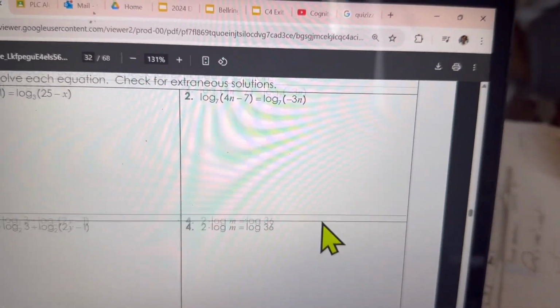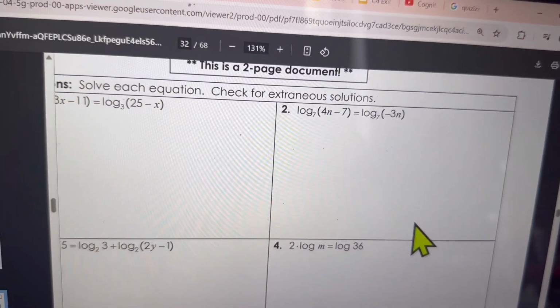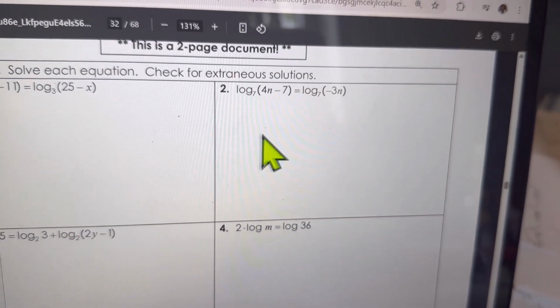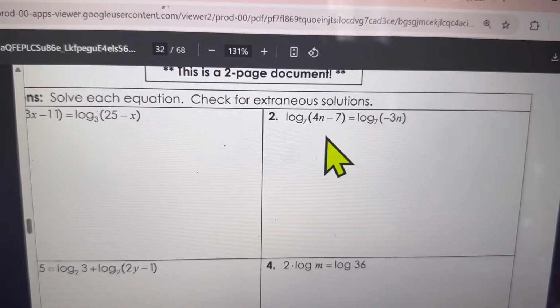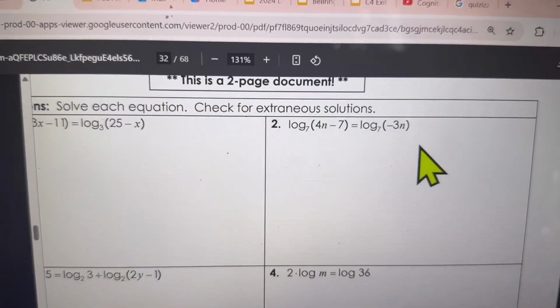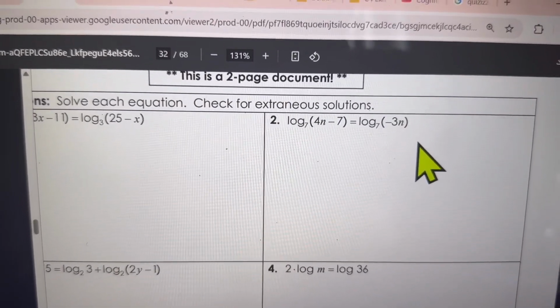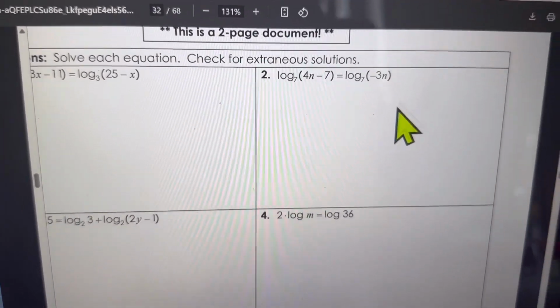So go ahead and try number 2 on the back. You're going to find out that this solution is no solution because you cannot have a negative argument. You'll find that out, so go ahead and try it out and check.